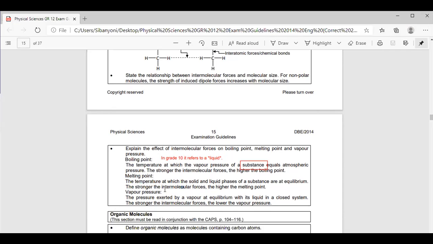There is no way that we can avoid asking you to define any of these, because that's how we begin our questions when we set examination papers for you. We want to see if you actually know and understand these physical properties. So that is the boiling point. We must know how to define it, the melting point, as well as the vapor pressure.